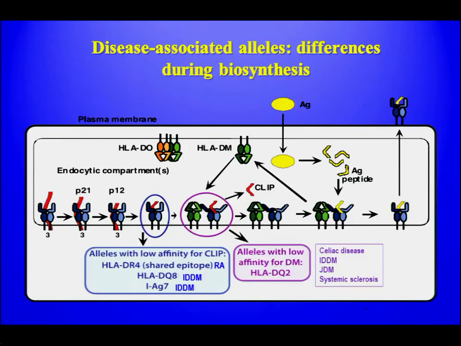Okay. Now there was one allele in the group that are associated with common diseases that didn't fit our low affinity for CLIP model. And that's DQ2, which actually turns out to have a low affinity directly for DM, the cofactor. And that's an allele that's associated with celiac disease, also with type 1 diabetes, with juvenile dermatomyositis, with systemic sclerosis.